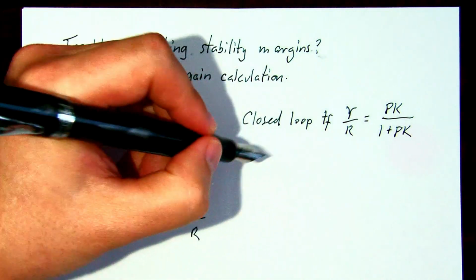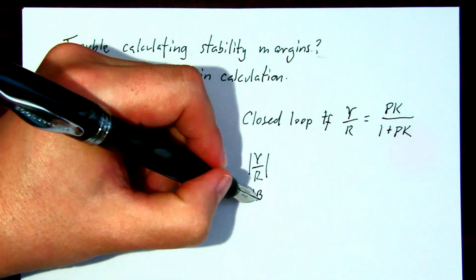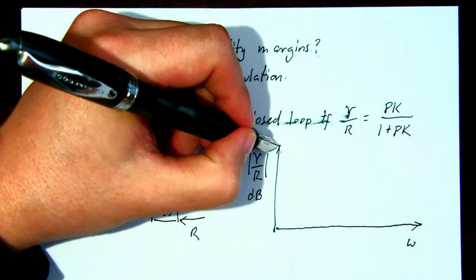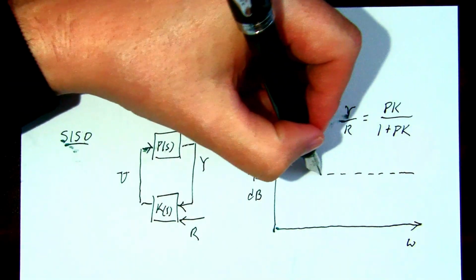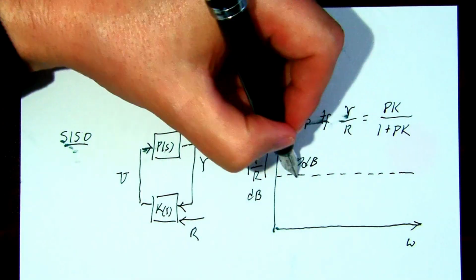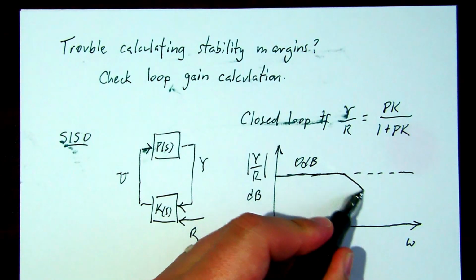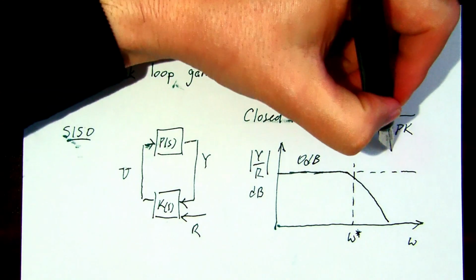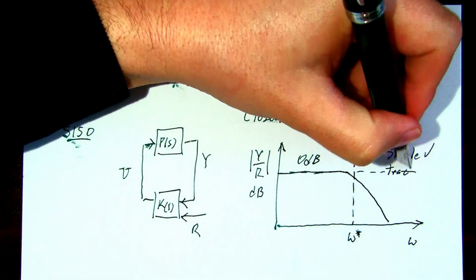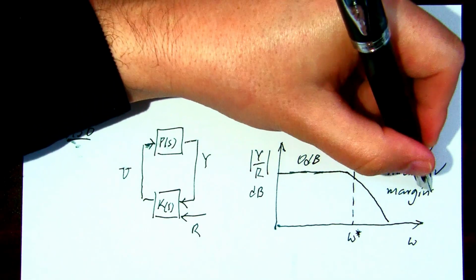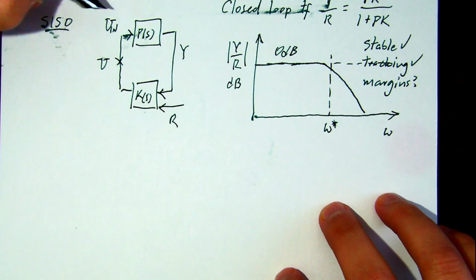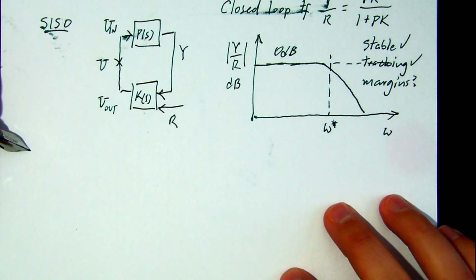A closed loop transfer function. So if we plot the frequency response of the closed loop transfer function for such a system, you may see something like that. You'd have some bandwidth of that closed loop controller. The fact that it's 0 dB means we're stable and we're tracking, but we don't really know what the margins are. So suppose we break the loop at the plant input.